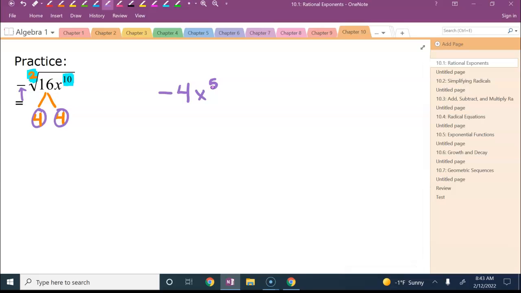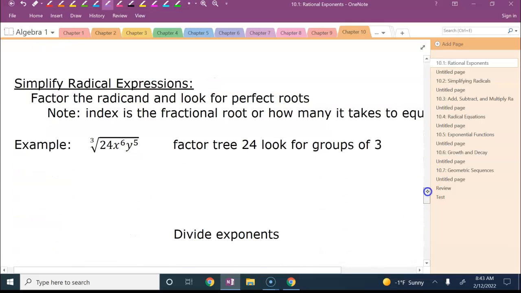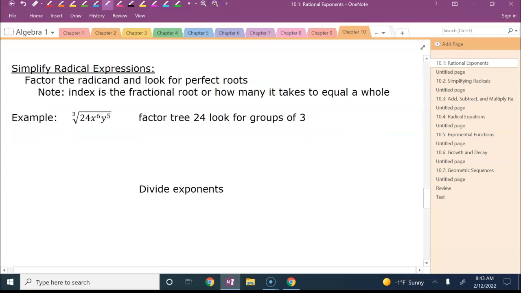Now, those examples had letters that were raised to exponents that already were divisible by the root that you were dealing with. I need to show you how do you handle it if you don't have that working out for everything. So if you have letters that are raised to other powers that you can't just easily divide, like what do you do?